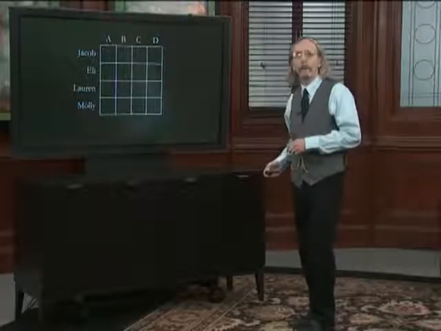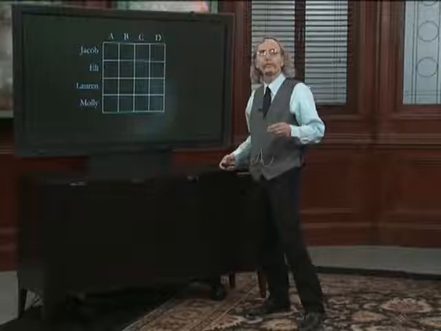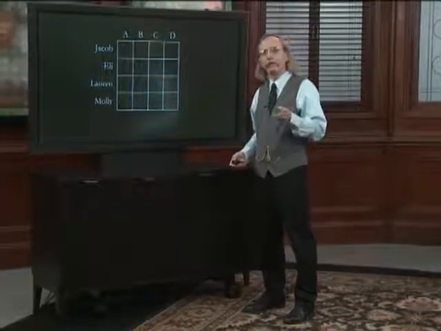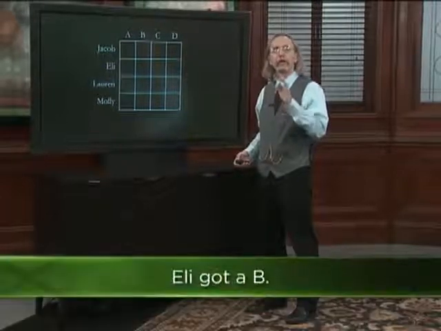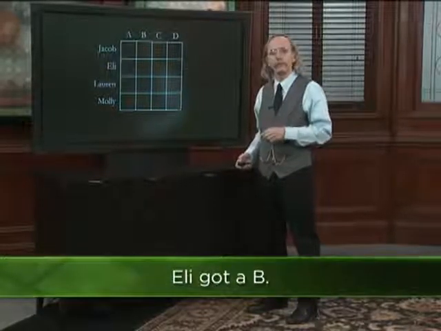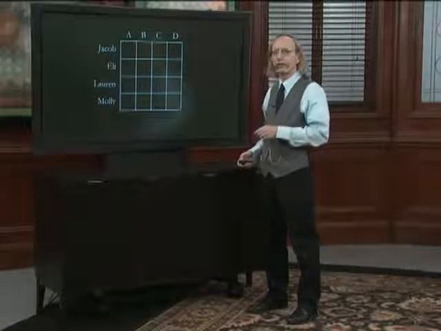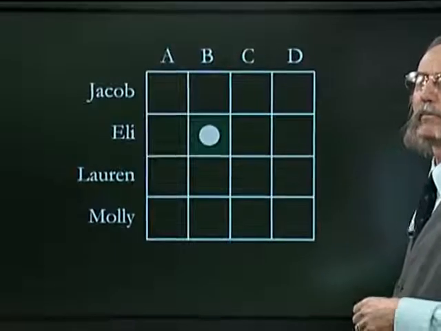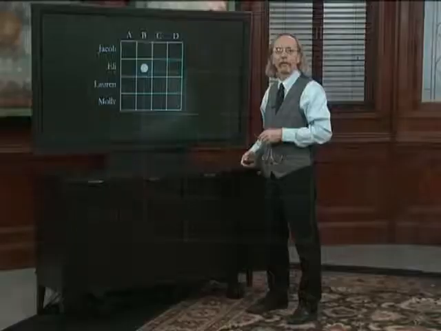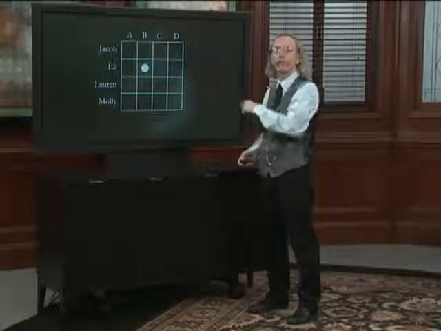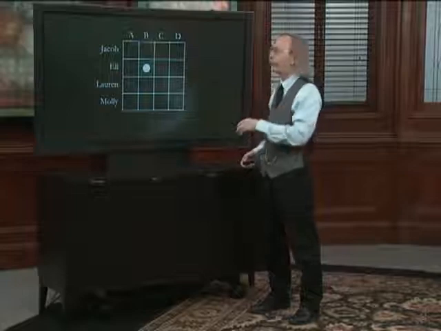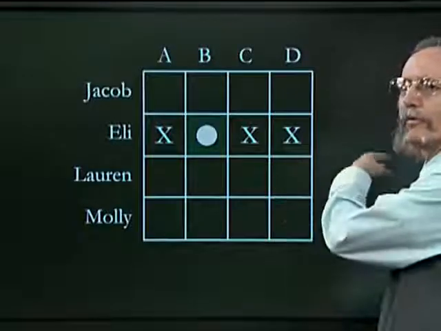So let's think this through on the matrix. Start with the pieces of information that are most specific and seem to offer an immediate payoff. It was the second piece of information that we were given, but Eli got a B is the most promising. Let's use a dot to indicate positive information, that Eli got a B. We drop that in the matrix. We'll use an X to indicate negative information. Since Eli got a B, we know he didn't get some other grade, so X those out.